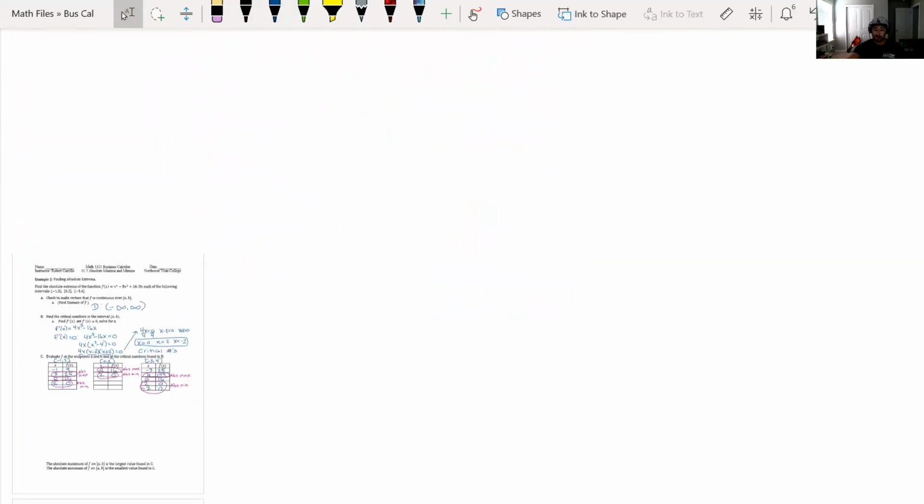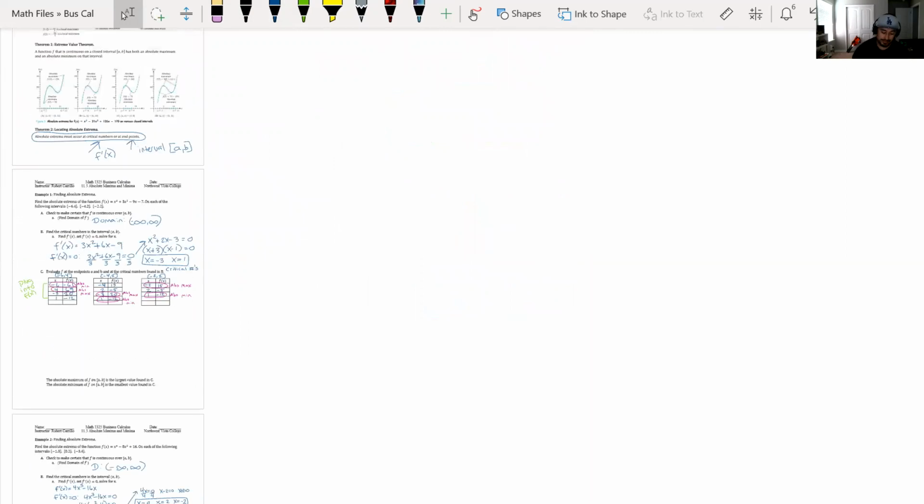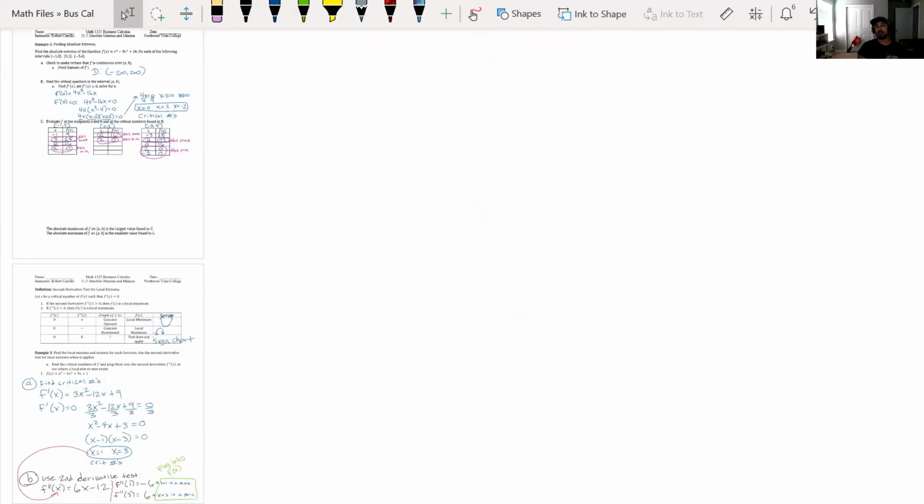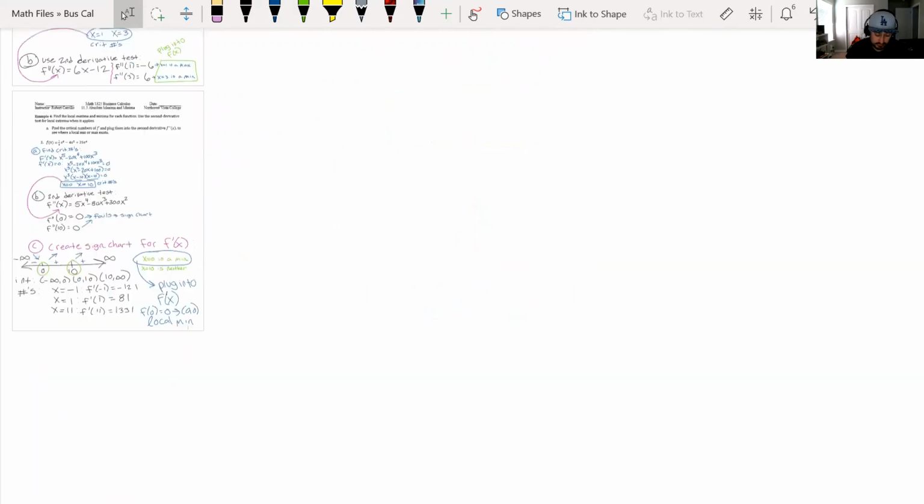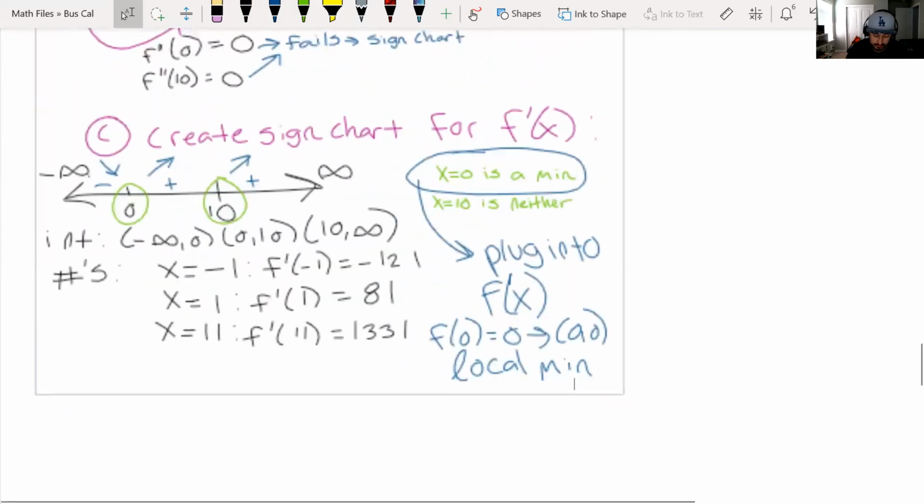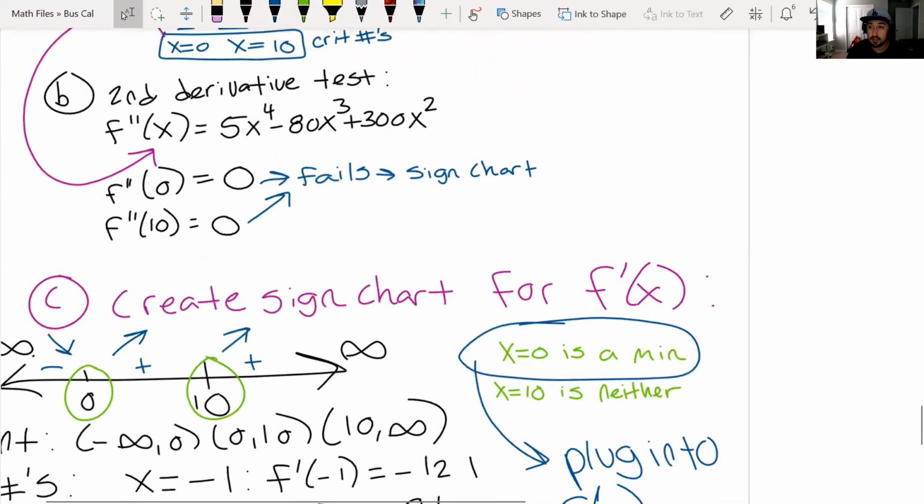That is absolute maximums and minimums and the second derivative test. Once again, you don't have to use the second derivative test because, like the very last example, the second derivative test failed, which means we still have to make a sign chart for the first derivative. So use it or don't, up to you. That is it.